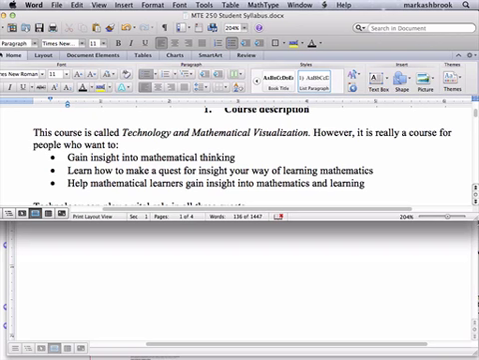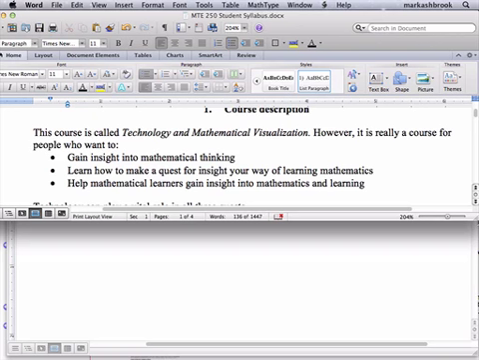2/3 of these are about you. So gain insight into mathematical thinking, learn how to make a quest for insight, your way of learning mathematics. Okay? This is about you. So this course is about you and you learning to keep shifting your orientation of learning towards a conceptual orientation away from procedural or computational orientation.